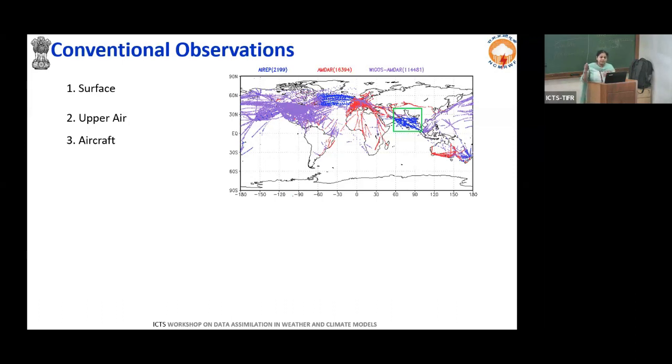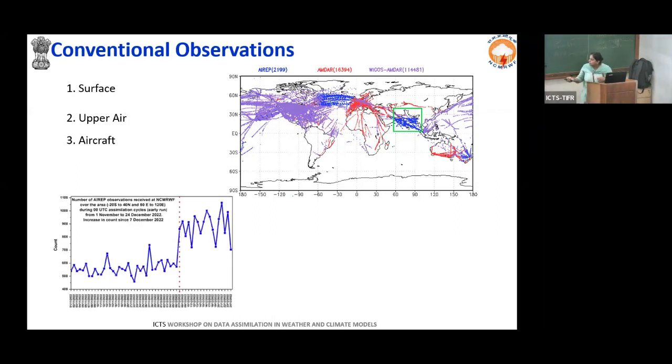That is mainly from Delhi, then from Mumbai, Kolkata, Chennai. So we started receiving more data, and since then, if you see the number of observations over this particular domain, mainly 20 degrees south to 40 degrees north and 50 degrees to 120 degrees east, we started getting more than double the data.